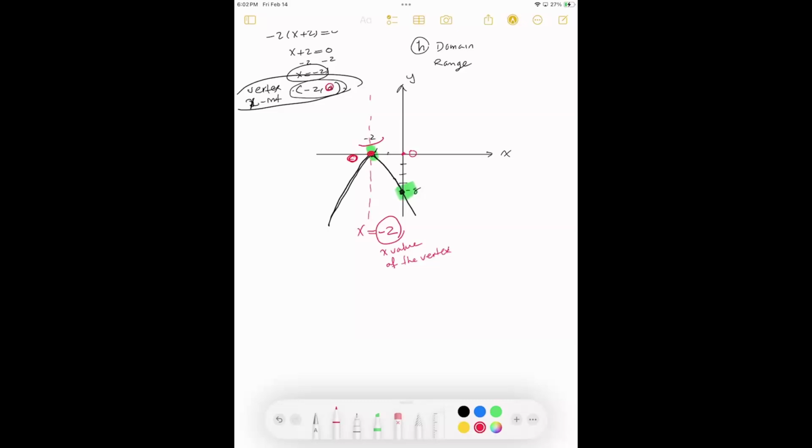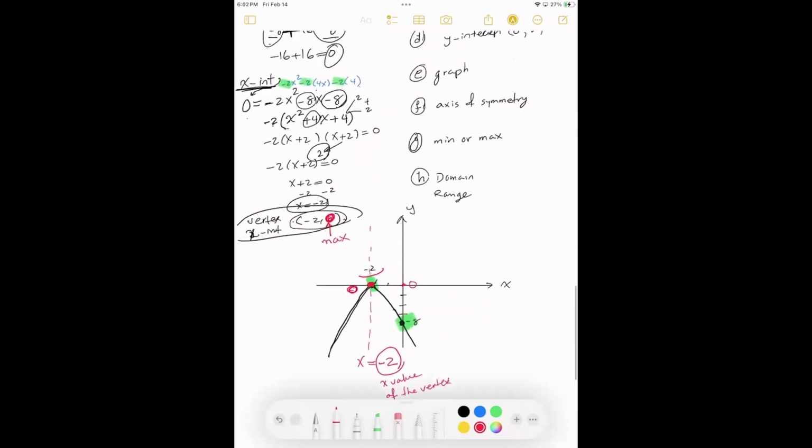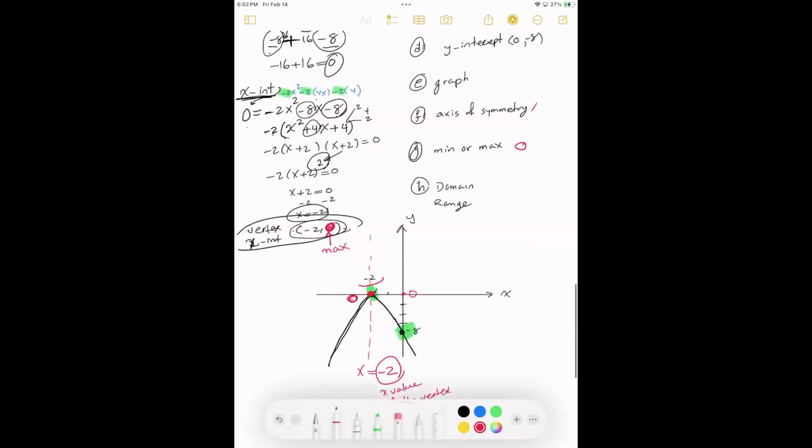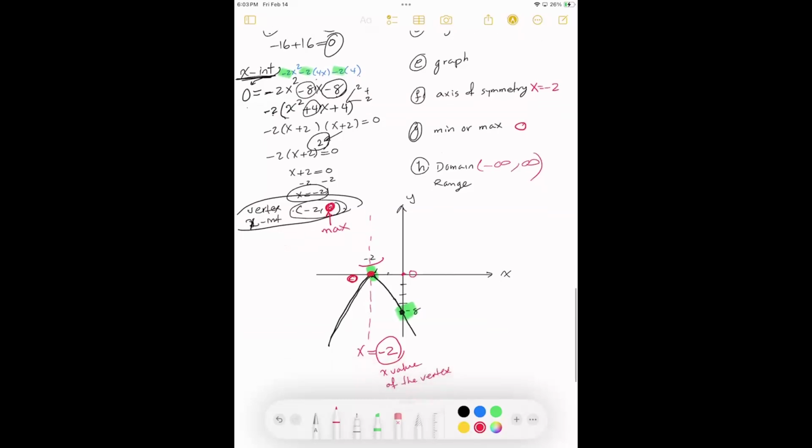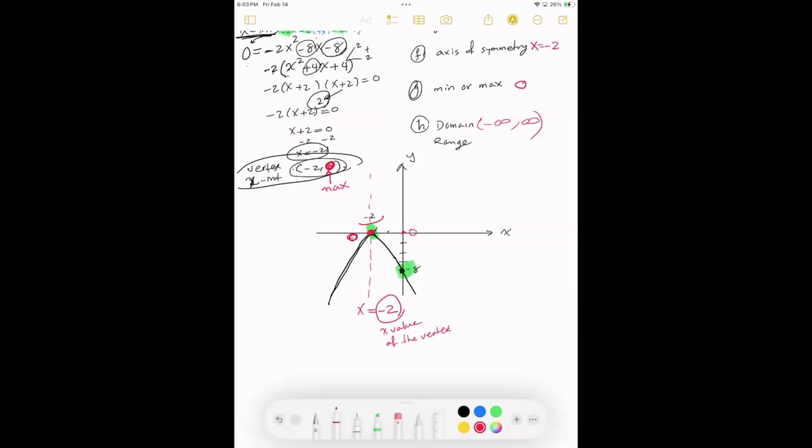The y value of the vertex is your maximum or minimum. In this case, it is the maximum. So our maximum is 0. Our axis of symmetry is x is -2. And the domain is always everything because we have a quadratic equation. And the range is always from negative infinity to the vertex or from the vertex to infinity.